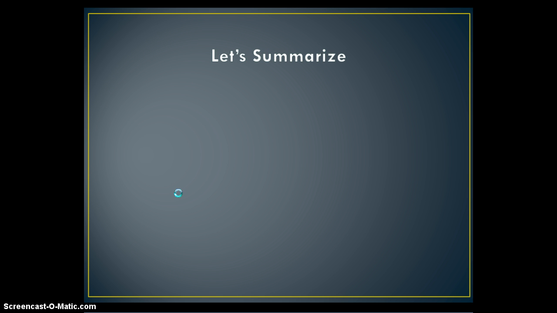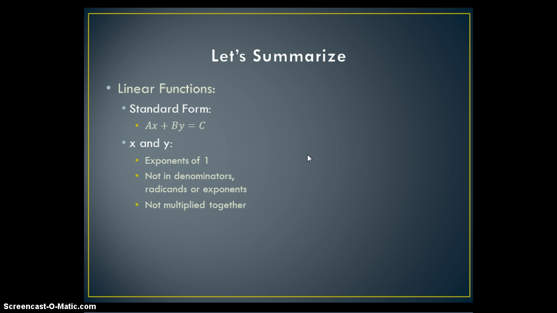So let's summarize. Talking about linear equations and linear functions. Linear functions, in the standard form, ax plus by equals c, where x and y have to have exponents of 1. They're not in denominators, radicands, or exponents, and they are not multiplied together. Graphs are lines. The graphs of linear functions are straight lines. Diagonal lines, ax plus by equals c. That'll form a nice diagonal line.